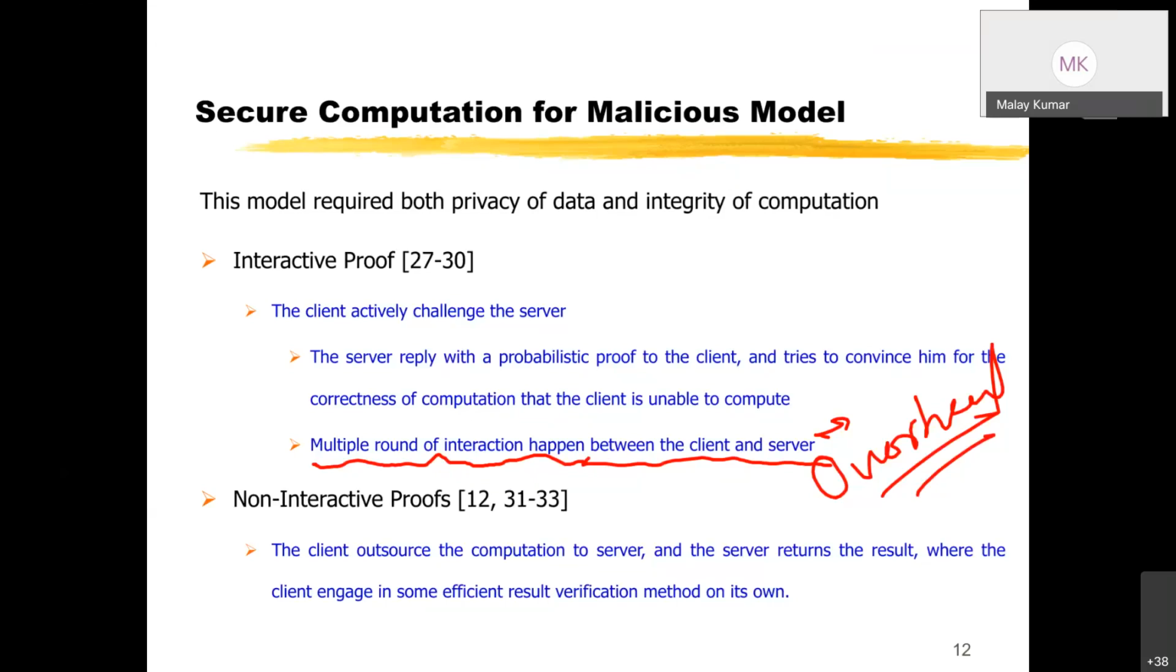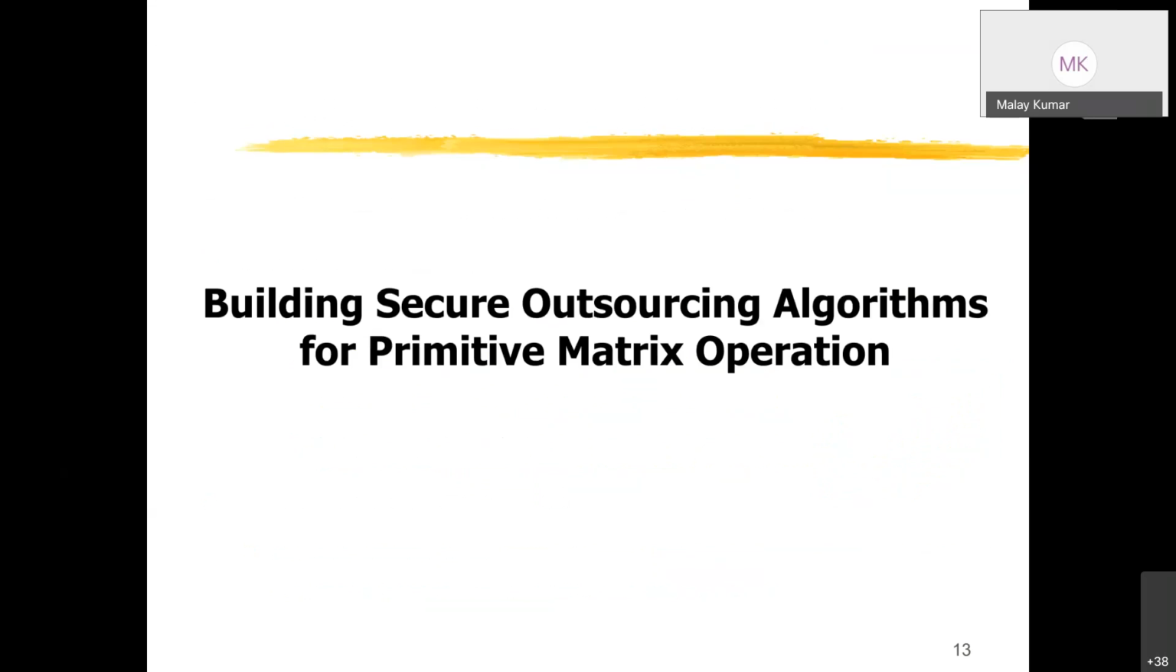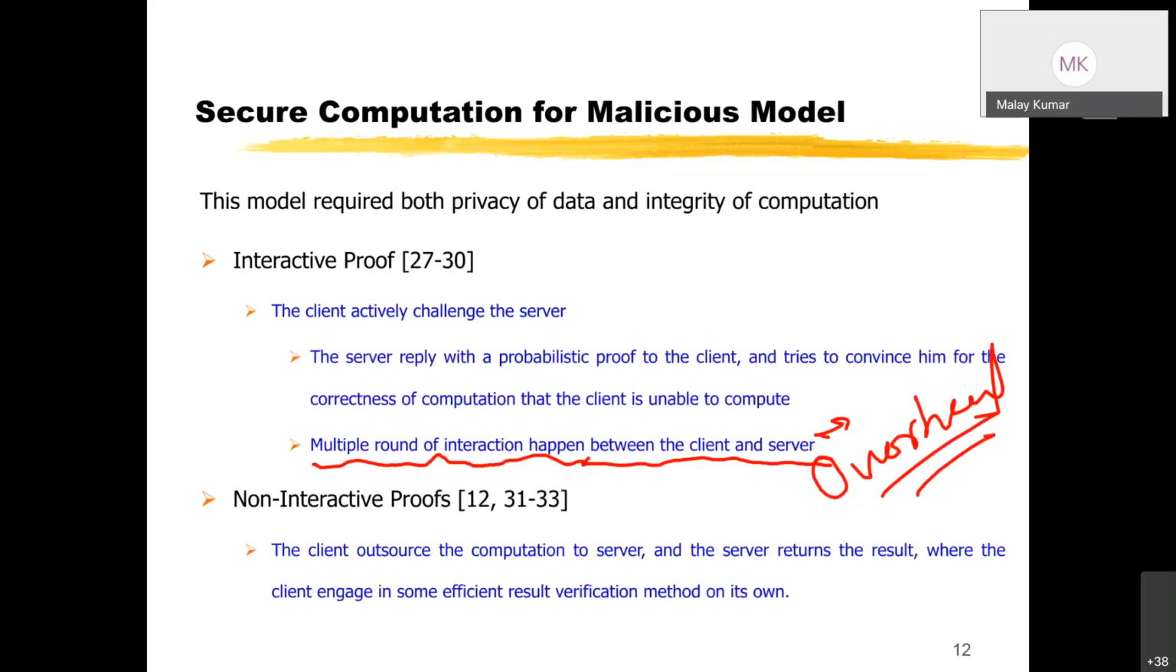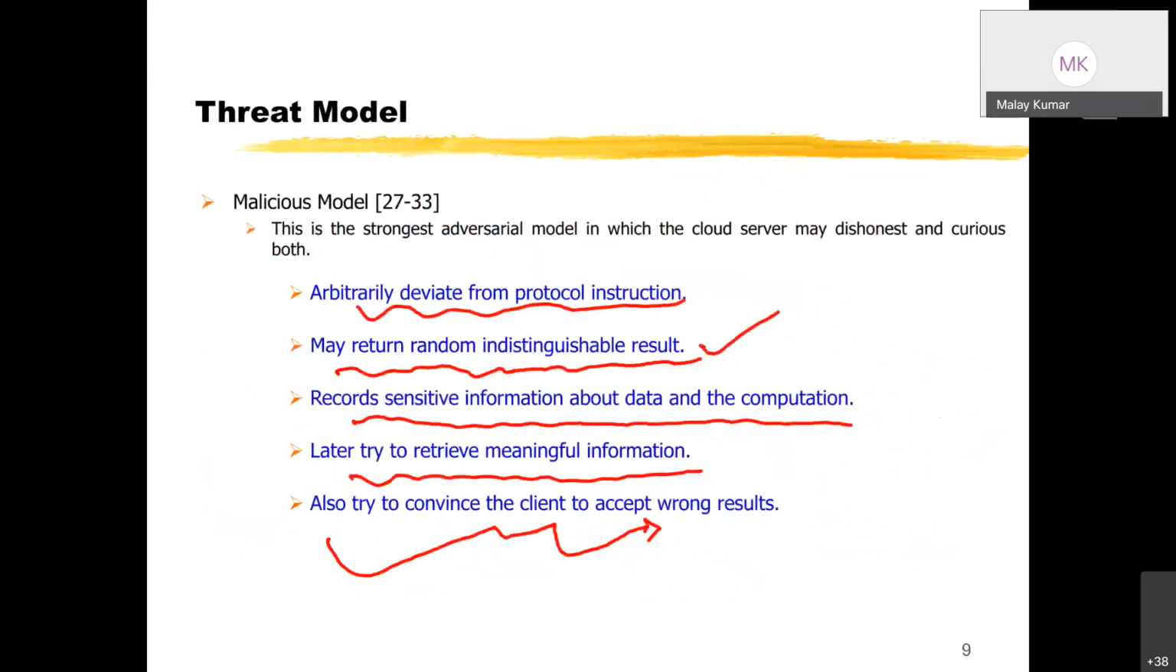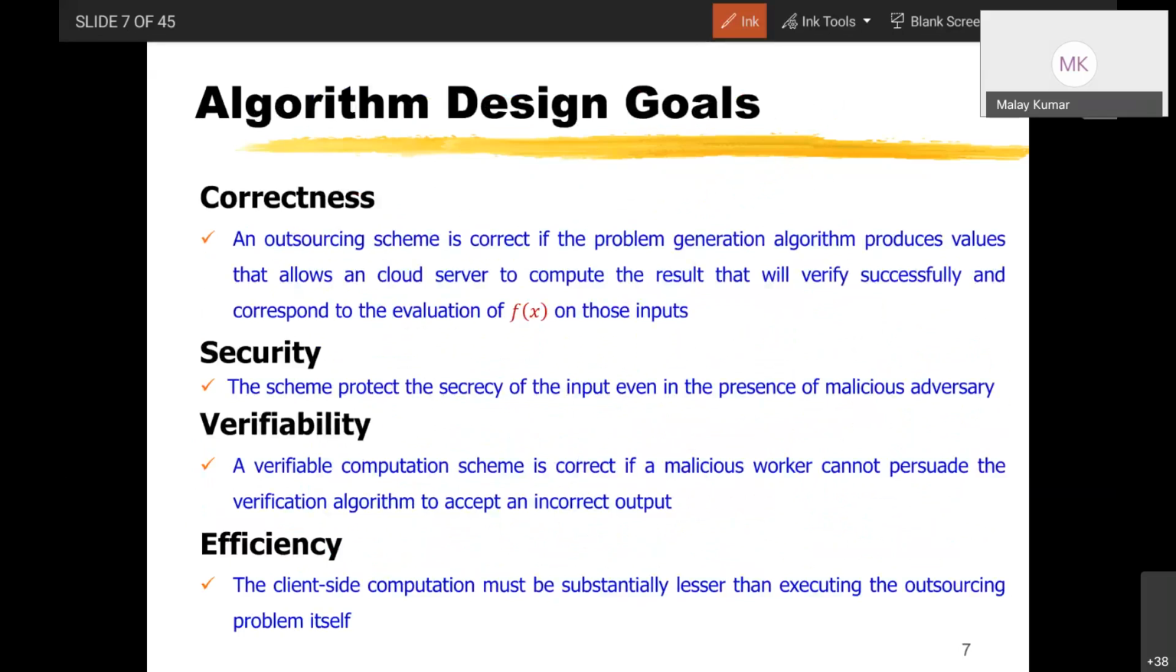Let's move. So now we have seen what could be the essential properties of an outsourcing method. These four design goals are essential whenever you are designing an outsourcing algorithm: correctness, security, verifiability, and efficiency.